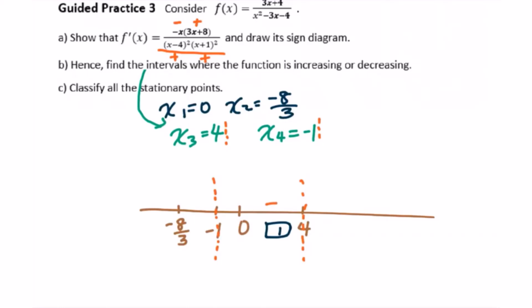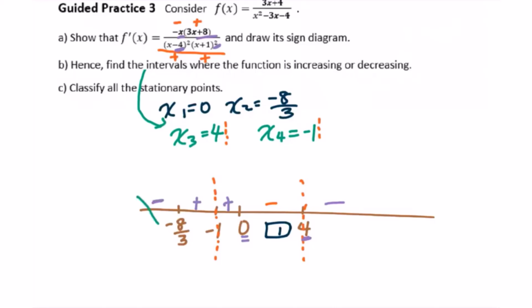Then I check for this 4. Where do you get this 4? From here. And this is an even power. 2 is an even number, so you stay negative. Then for this 0, single power, you change the sign, positive. Check negative 1, even power, so you stay. No sign change at negative 1. For negative 8 over 3, that's a single power, still change sign.